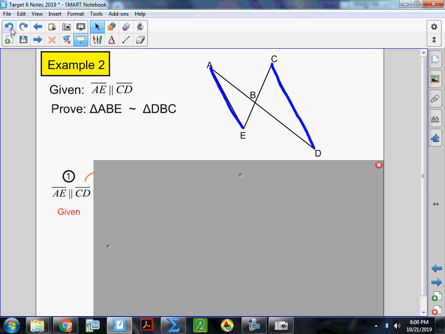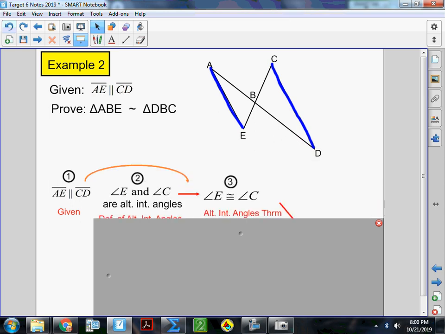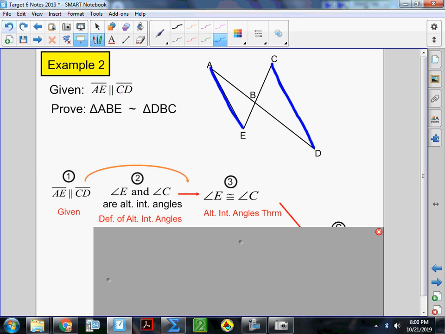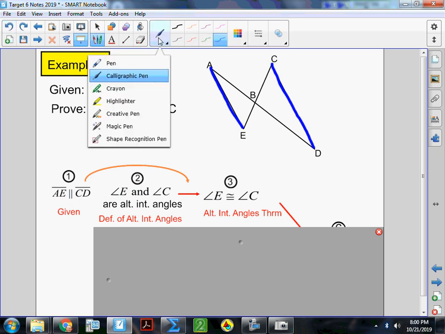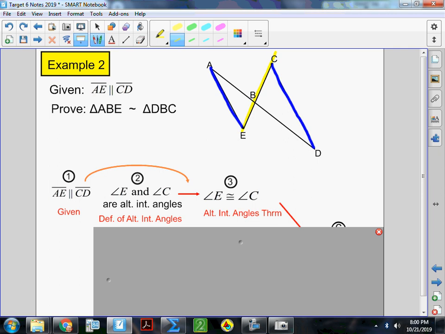Now I already have it typed up, so I don't remember which one I used. I said E and C are alternate interior angles. So that means that I used that one, CE. I'm talking about angle E and C. So I say that angle E and C are alternate interior angles by my definition. I then say that E and C are congruent from the alternate interior angles theorem. So now I have one angle.